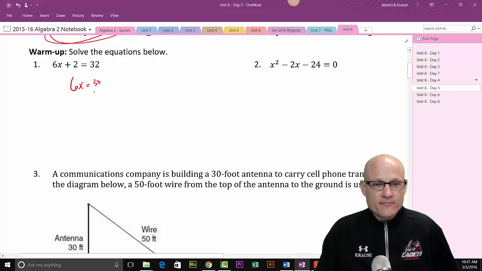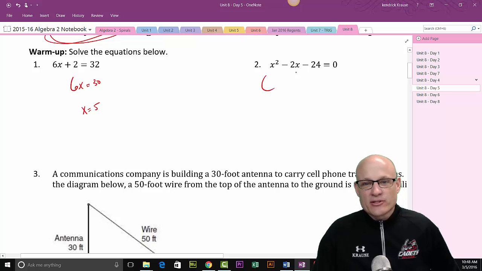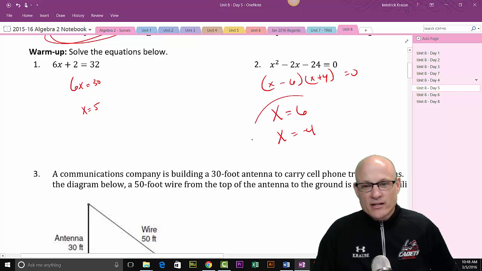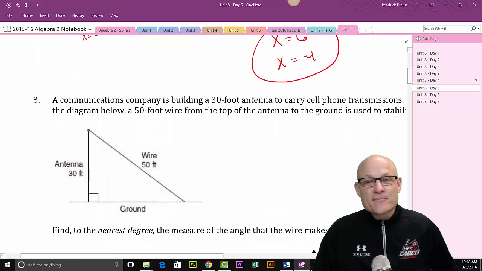6x equals 30. X equals 5. That was so dumb in the cross. This one was a little bit trickier. You should have paused it. Minus 6 plus 4. But I'm not done. I want to solve. X equals 6. X equals negative 4. Done. So much fun.